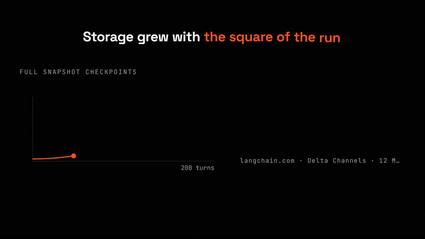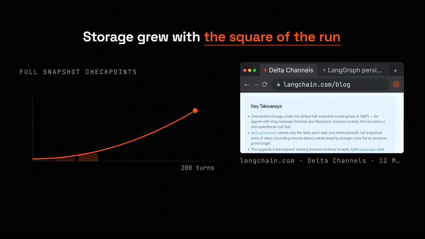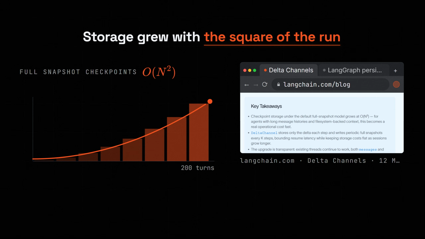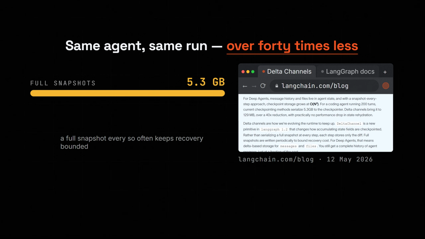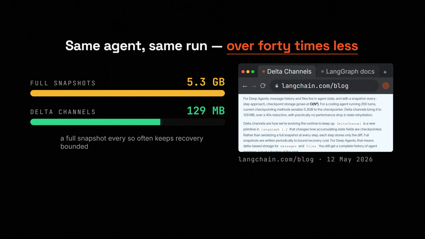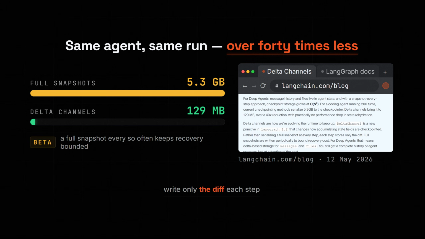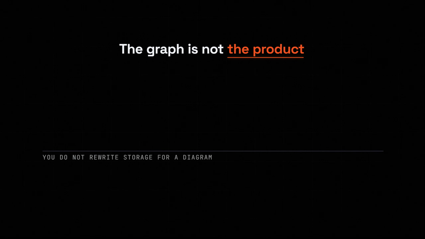Under full snapshot checkpointing, checkpoint number n contained everything from steps 1 through n. Storage grew with the square of the run length. A 200-turn coding agent wrote 5.3 gigabytes of checkpoints across that one run. In May, they shipped Delta channels, write only the diff each step, with a full snapshot every so often so recovery stays bounded. Same agent, same 200 turns, 129 megabytes. Over 40 times less, and it is still marked beta. You do not rewrite your storage layer for a diagram.